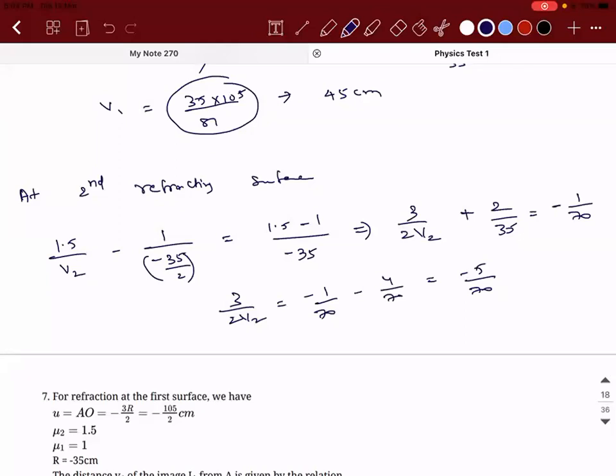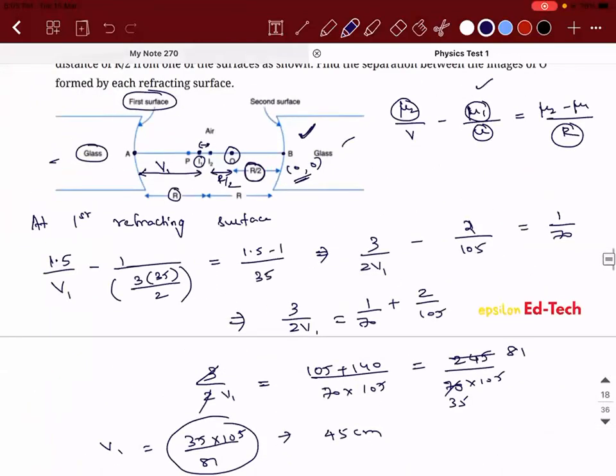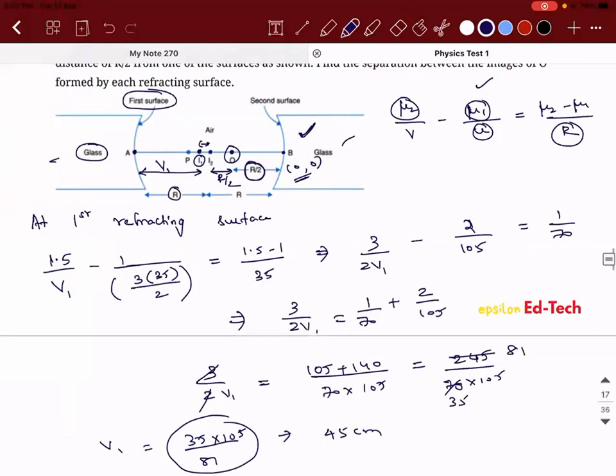So this is equal to minus 1 divided by 4. So V2 is minus 21 centimeter. Is everyone clear what I did? So V2 is minus 21 centimeter from where? From the second refracting surface. This is minus 21 centimeter.